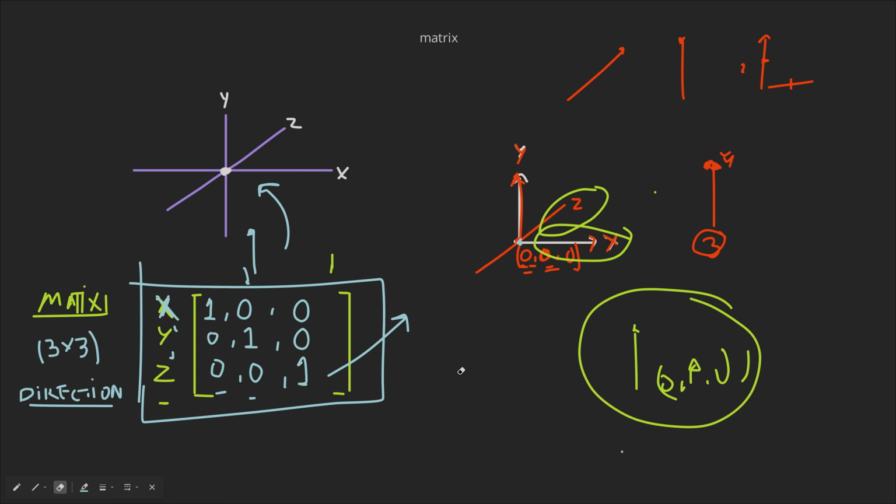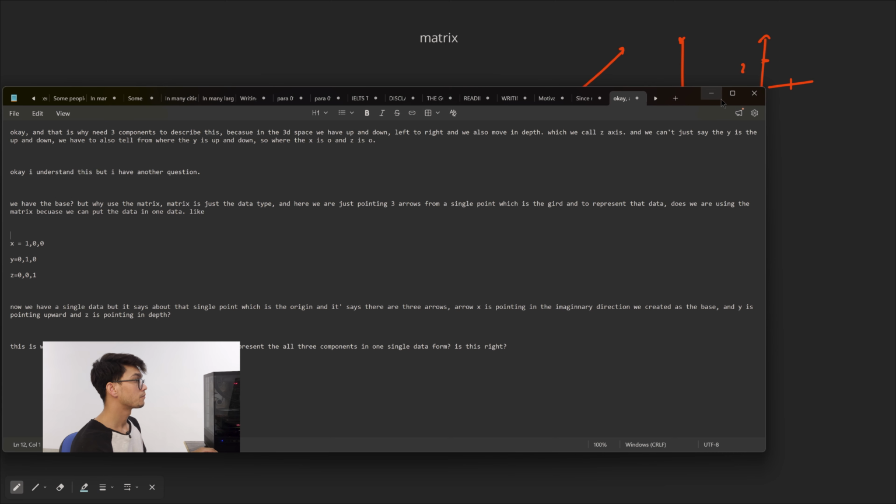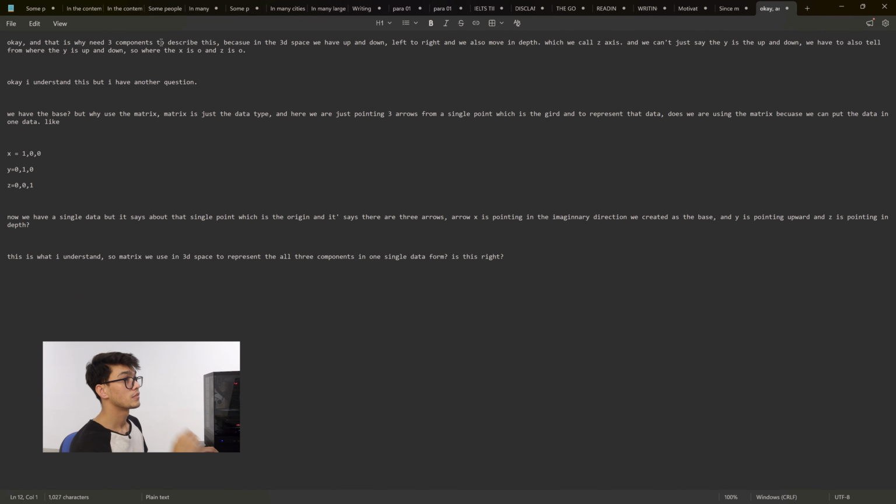Yes. Okay, now we have this grid, right? One more thing I want to add, but first we will read this. We need three components to describe this, because in this 3D space we have up and down, left to right, and we also move in depth, which we call the z-axis.